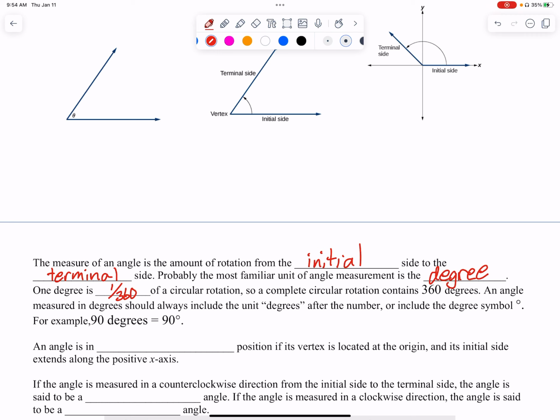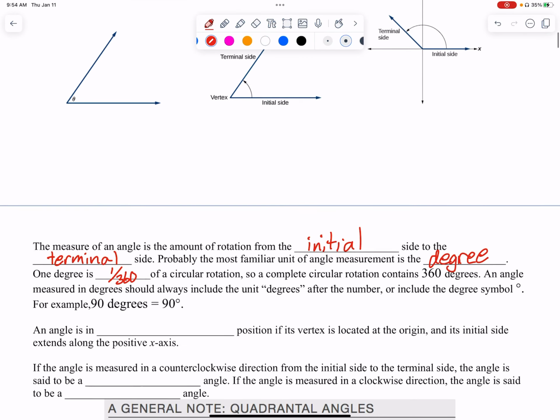An angle measured in degrees should always include the unit degrees after the number, or include the degree symbol. This is going to be very important coming up when I define an angle in a different way. So anytime I want degrees, like if I want 50 degrees, I have to write either the word or I need to put that symbol. If you do not put that symbol there, it's going to mean something completely different and be way off. So degrees has to have the symbol or the word.